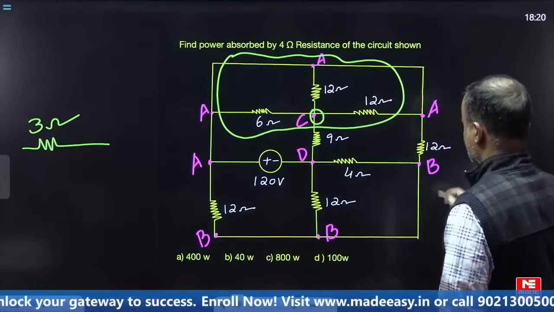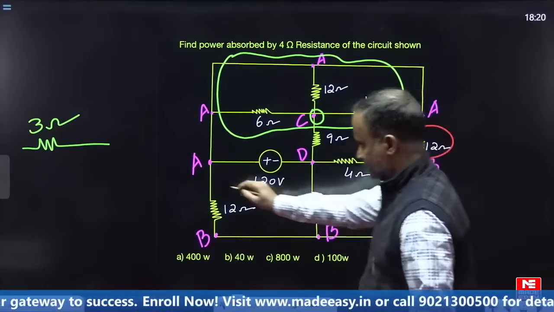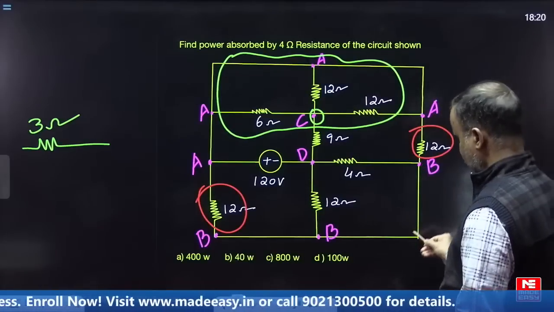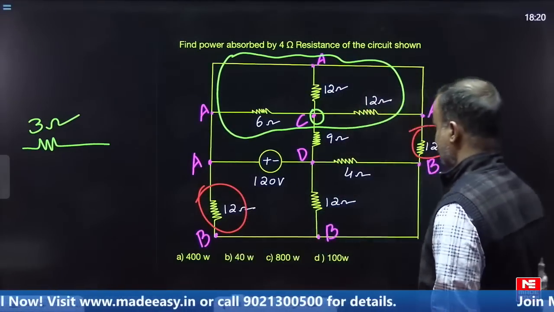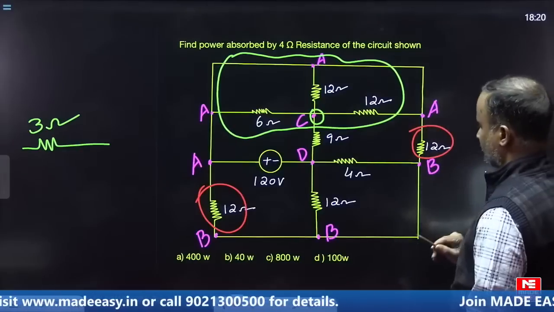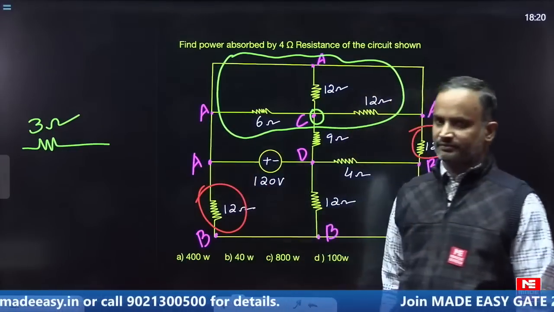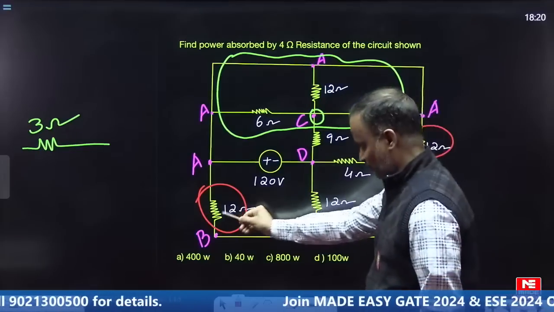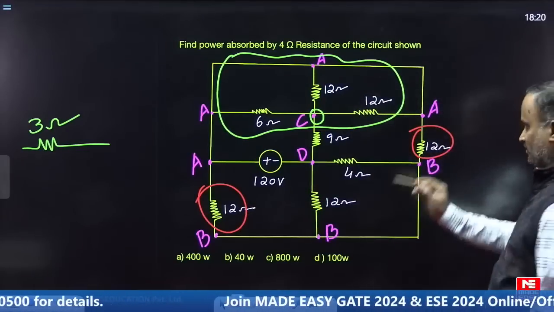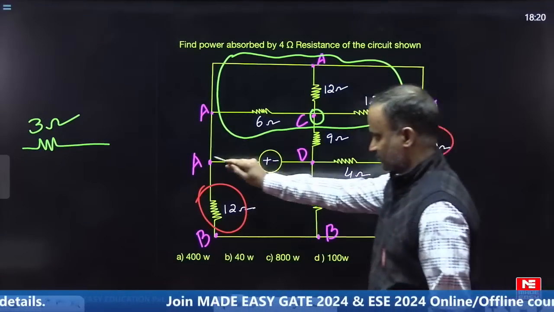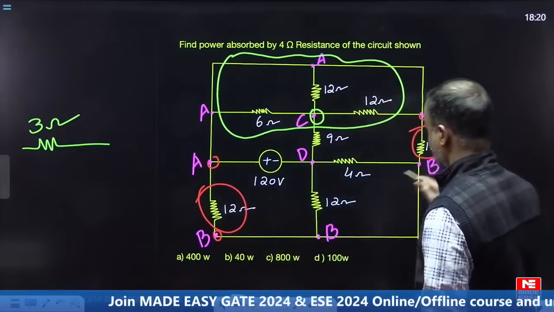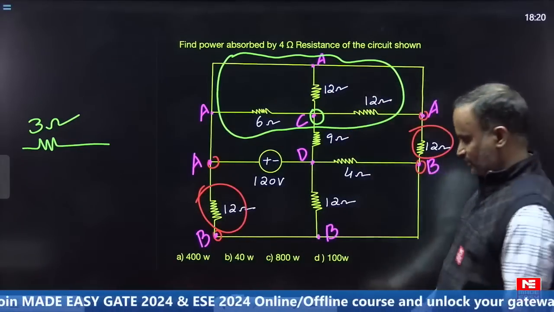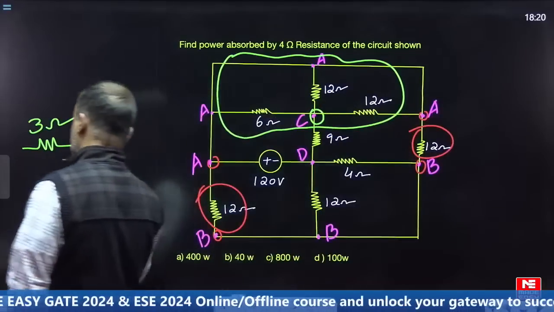Similarly, if you observe carefully here, observe this 12 and this 12. One end of each 12 is connected to the B point, and the other end of each 12 is connected to the A point. That means this 12 and 12 are also connected in parallel, because one joint is at A and the other joint is at B. If these two are in parallel, then the equivalent resistance of this one is 6.